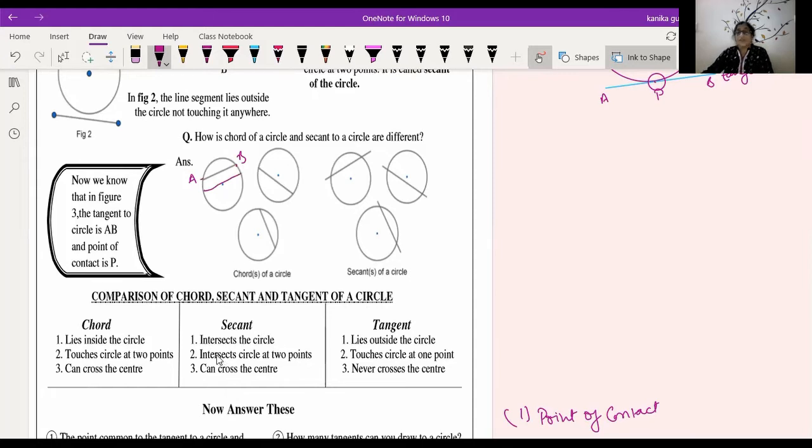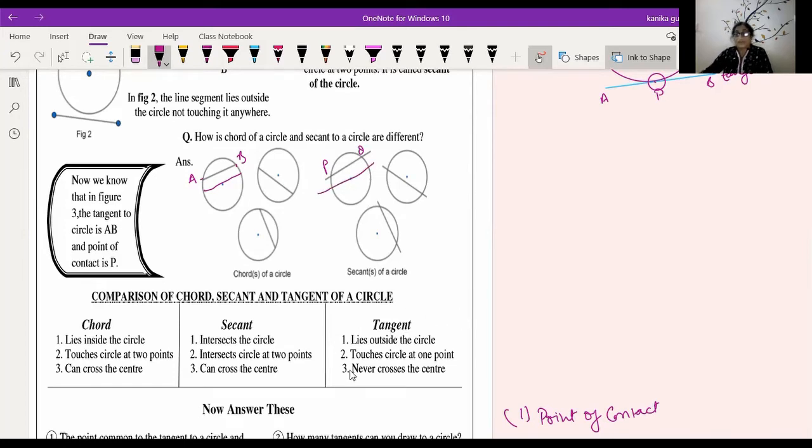Now, the secant intersects the circle. This is the secant. It intersects the circle at two points. Now, here this intersects at the two points P and Q. Can it cross the center? Yes, it can cross the center.